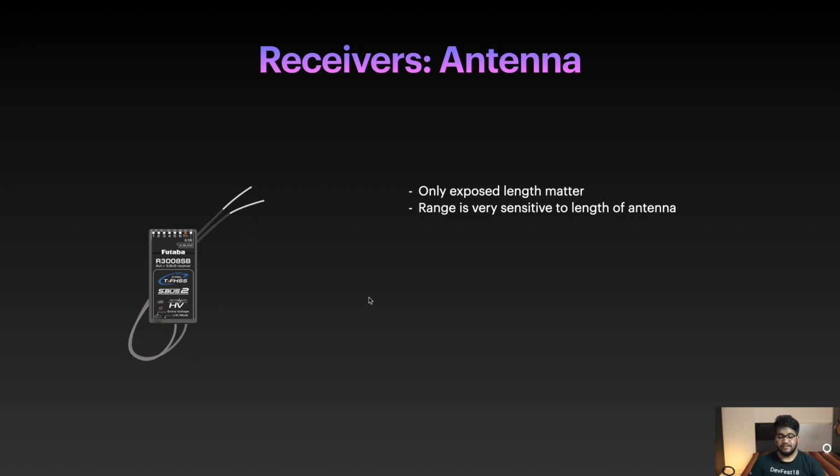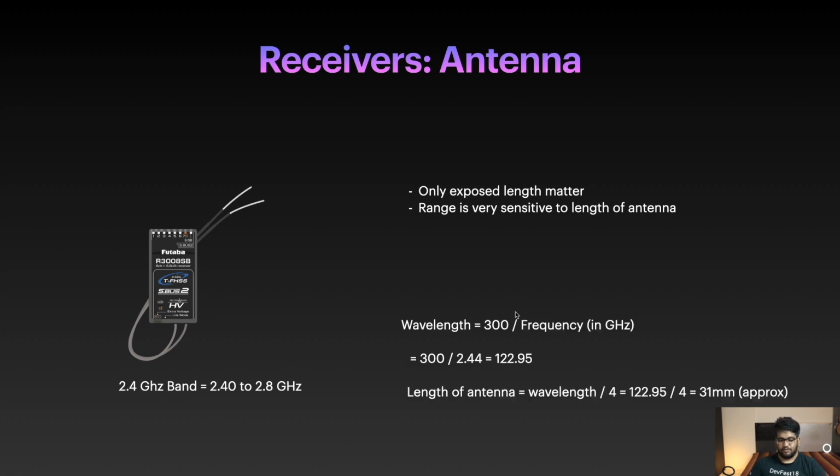Range is very sensitive to the length of the antenna, and if you cut a small piece here, even 1 millimeter, you will get very bad range. You will start having signal losses. So make sure to have the proper length. Again, when I say that my transmitter and receiver work on 2.4 gigahertz, I mean the 2.4 gigahertz band, which is the entire frequency band that may range from 2.4 to 2.8 gigahertz and so on. So how do we calculate the length of this exposed antenna?